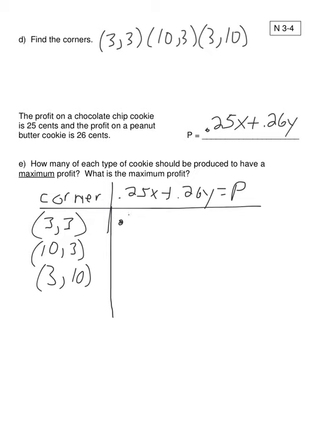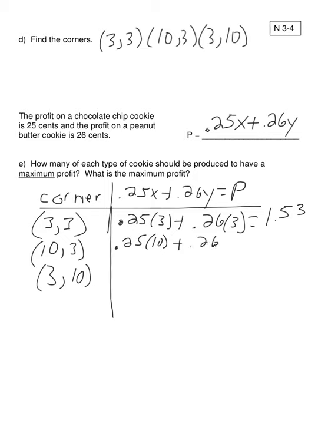When I plug those in, that's 0.25 times x, which is 3, plus 0.26 times 3, equals, after I type that into my calculator, I come out with $1.53. On my second one, 0.25 times my new x, which is 10, plus 0.26 times my new y, which is 3, equals, on this particular one, $3.28. Finally, 0.25 times my new x, which is 3, plus 0.26 times my new y, which is 10, equals $3.35.